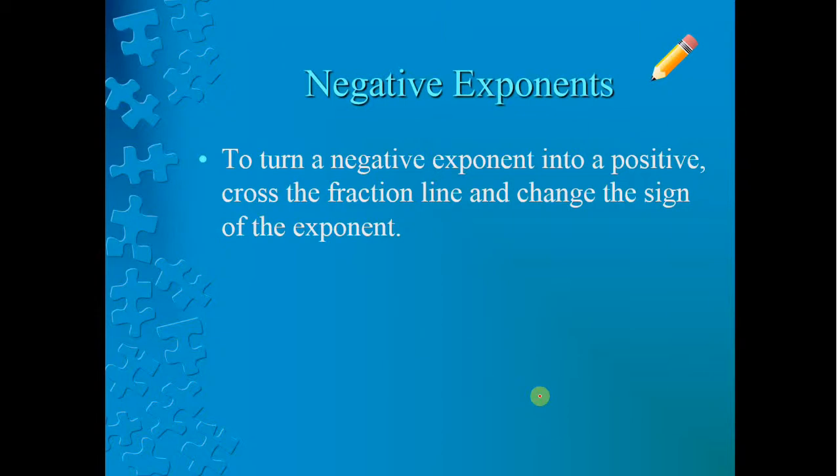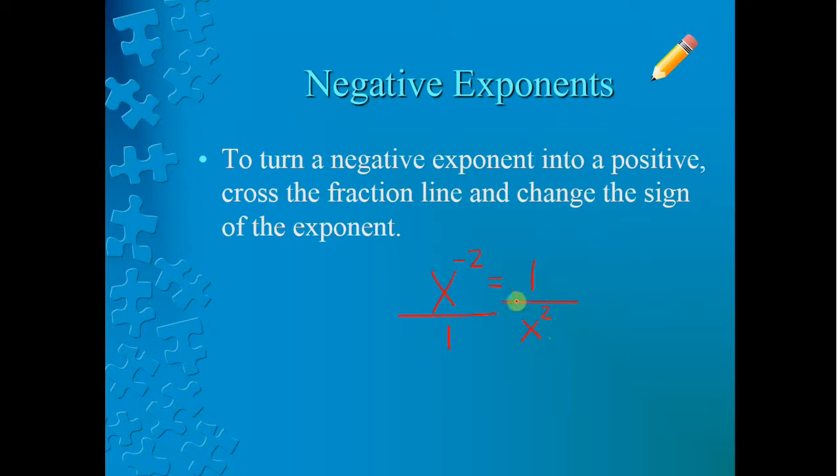What about negative exponents? These are a little harder. To turn a negative exponent into a positive, because it's a big no-no in math to have negative exponents, you're going to cross the fraction line and change the sign of the exponent. This is going to sound a little strange, so let's take a look at it. If I have x to the negative 2, you're going to make that x to the negative 2 into a reciprocal. So instead of x to the negative 2, you're going to have 1 over x to the positive 2.